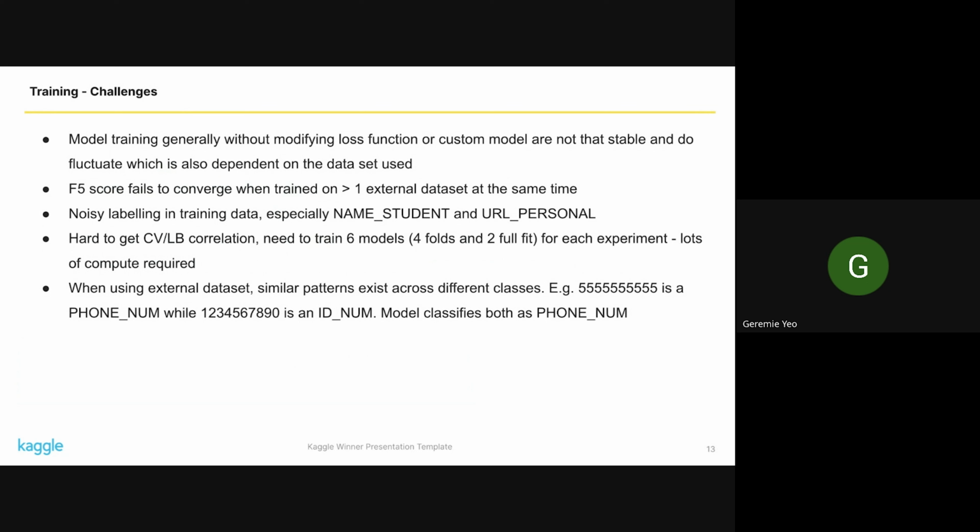When using the external dataset, one has to be really careful with the similar patterns that can exist across different classes. For example, in the slide, we show that 10-digit numbers can be either a phone number or an ID number, and it will be challenging for the model to differentiate.